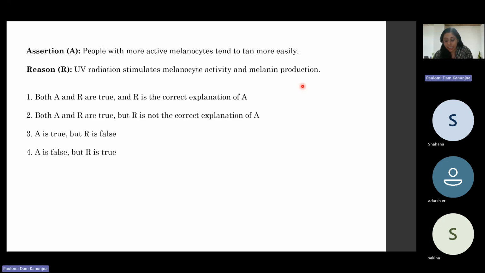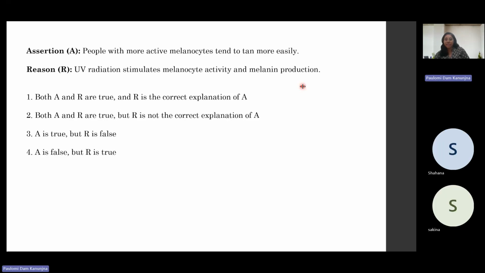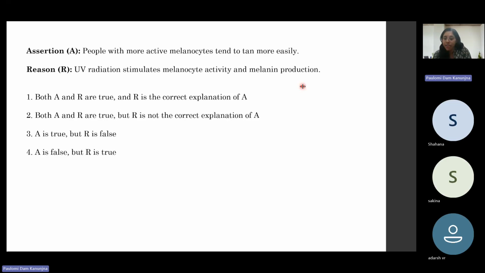Okay. This is something that you would have read about Caucasian race in this lecture, something related to this. So people with more active melanocytes tend to tan more easily, and that's because UV radiation stimulates melanocyte activity and melanin production. The first few questions that we have done, something also related similarly to your Caucasian races. And we are almost done. We have few more slides remaining, and that we should be able to do.